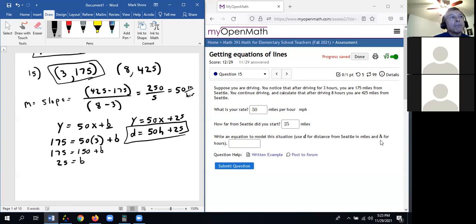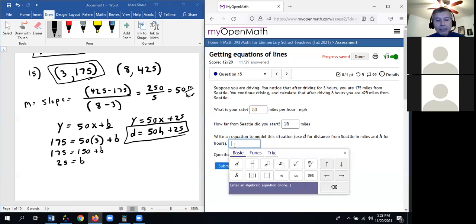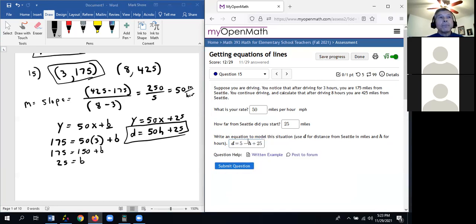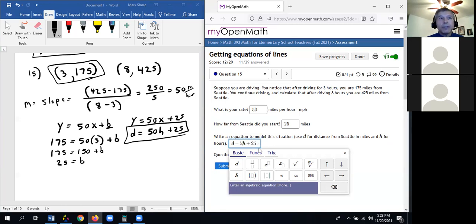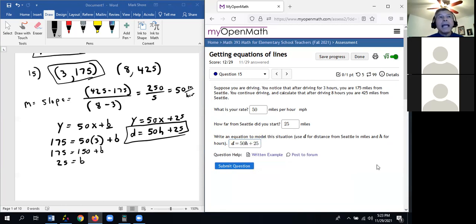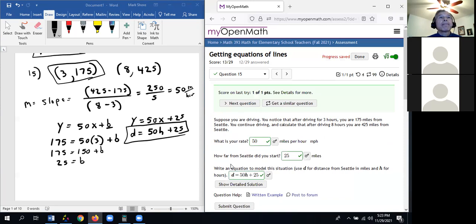And really, I could have got that without working all this out because I figured out that 25 was just using some common sense on it. So just type that in, D equals 50H plus 25. And that's all you have to do there. Oop, didn't get that quite typed in right. 50H plus 25. Here we go.